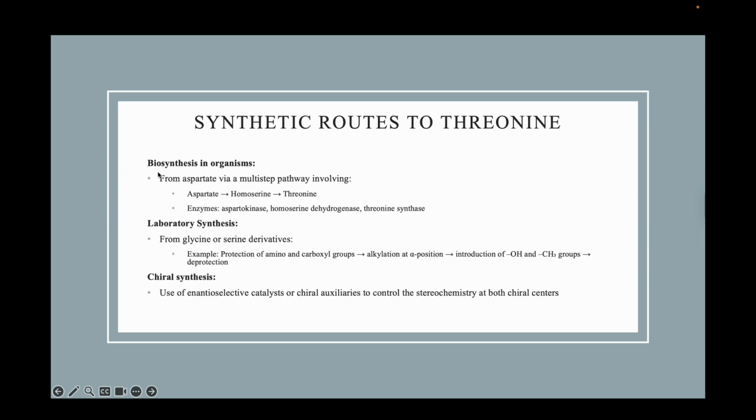Synthetic routes: threonine biosynthesis in organisms from aspartate via a multi-step pathway involving aspartate, homoserine, threonine, with enzymes aspartate kinase, homoserine dehydrogenase, threonine synthase. Laboratory synthesis from glycine or serine derivatives, for example: protection of the amino and carboxyl groups, alkylation at the alpha position, introduction of the alcohol and amine groups, deprotection. Chiral synthesis uses an enantiomer-selective catalyst or chiral auxiliaries to control the stereochemistry at both chiral centers.